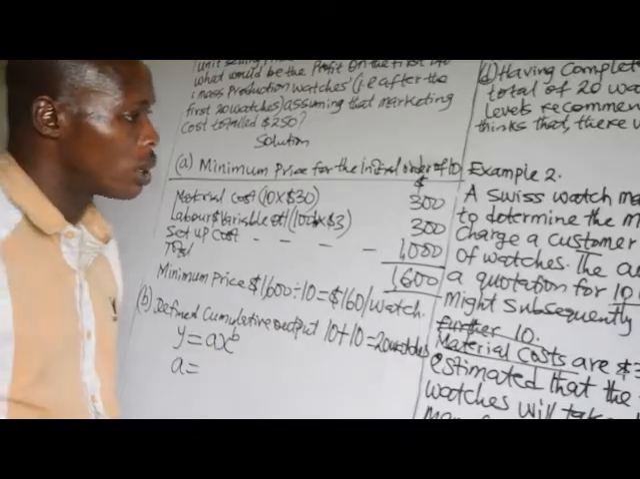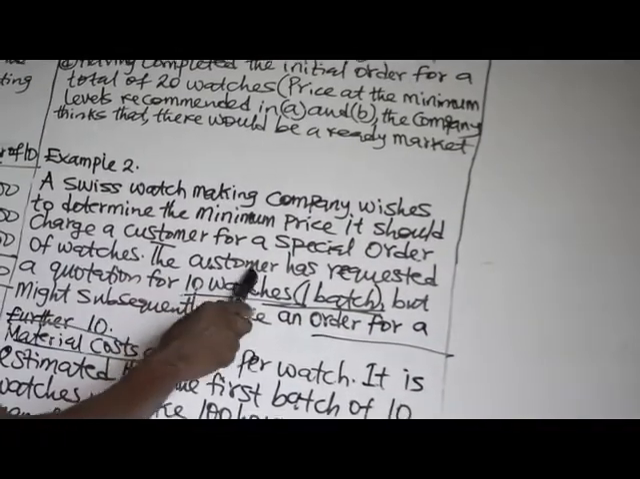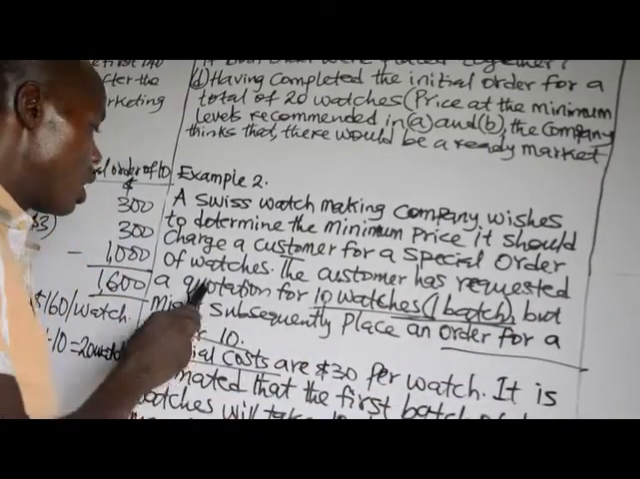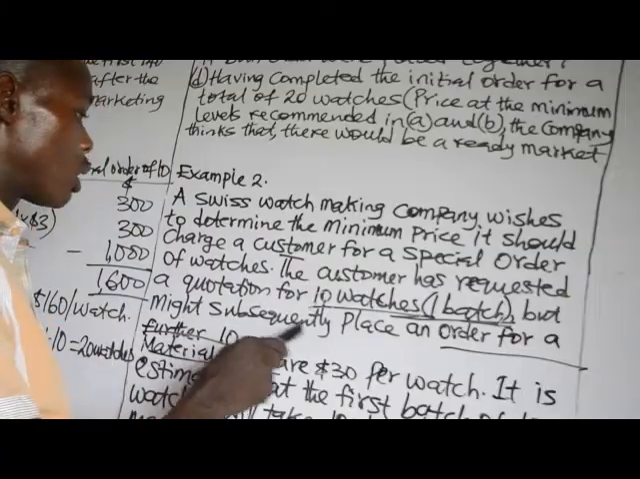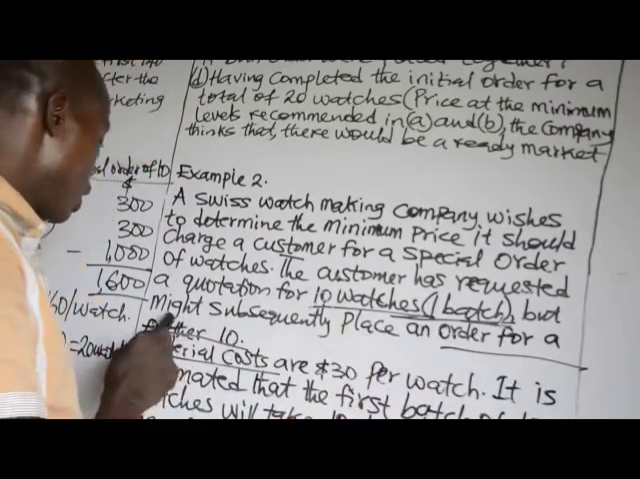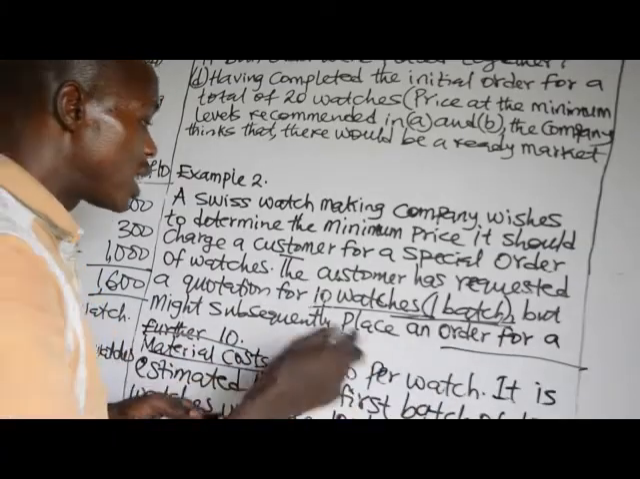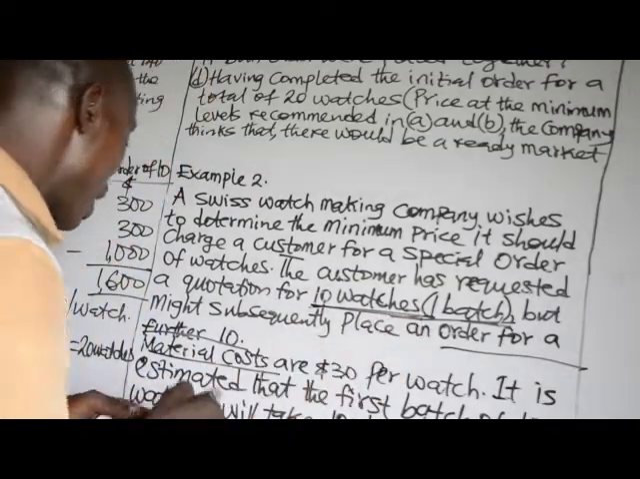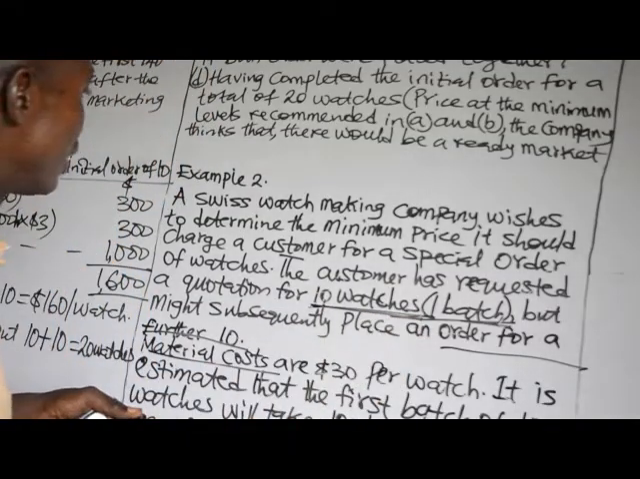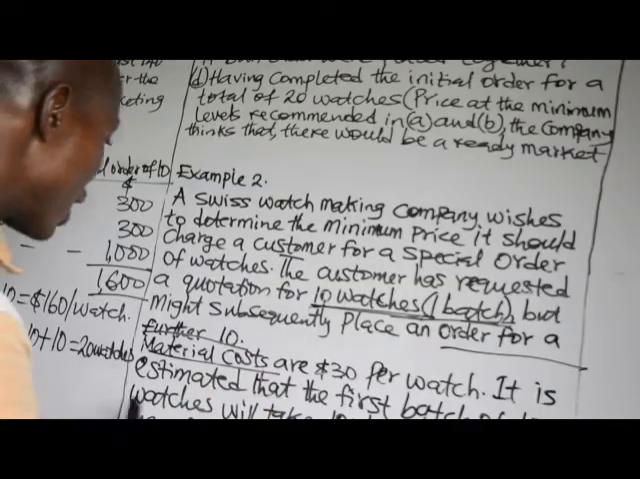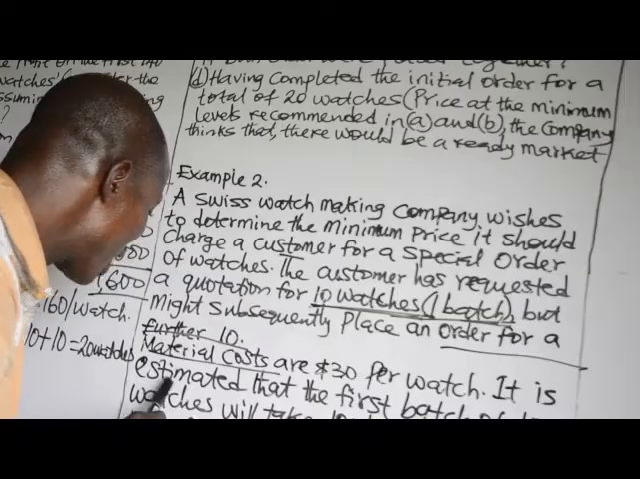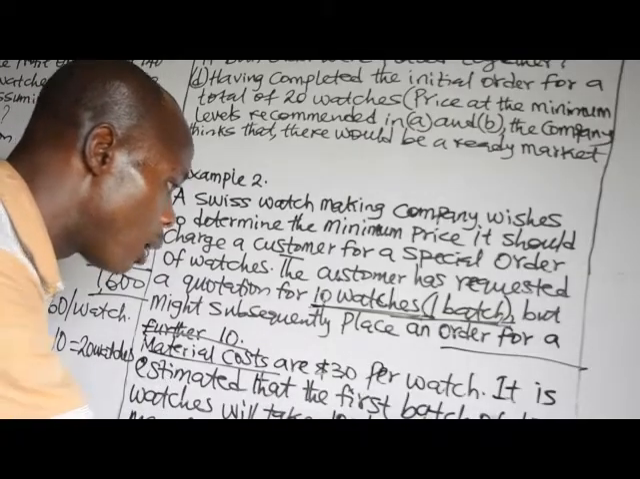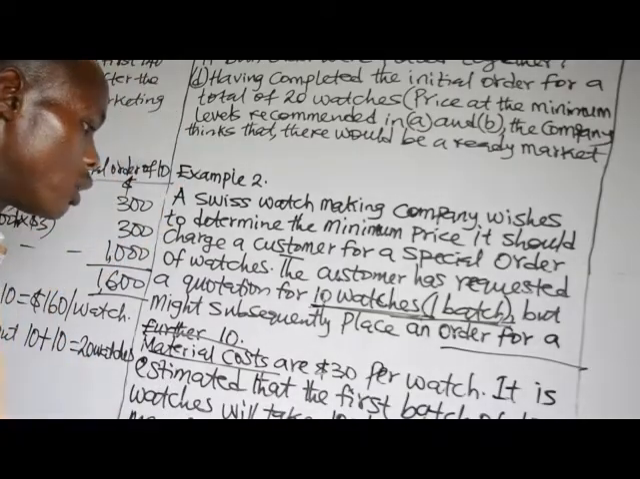Now back to the question. The first batch, the customer has requested a quotation of 10 washes as one batch, but might subsequently place an order for another 10. The units in the first batch is 10 washes. Now, we were told how many hours will these 10 washes take? Material costs are $30 per wash. It is estimated that the first batch of 10 washes will take 100 hours.